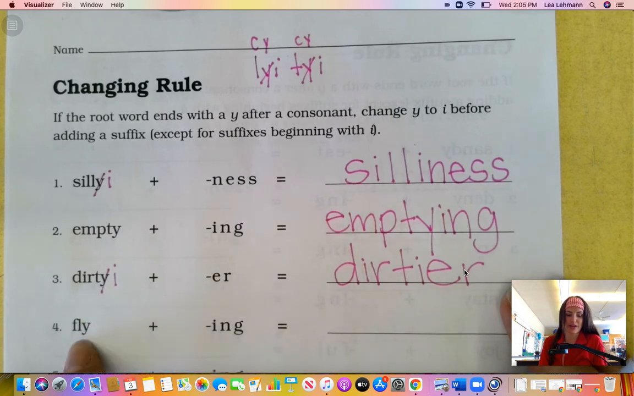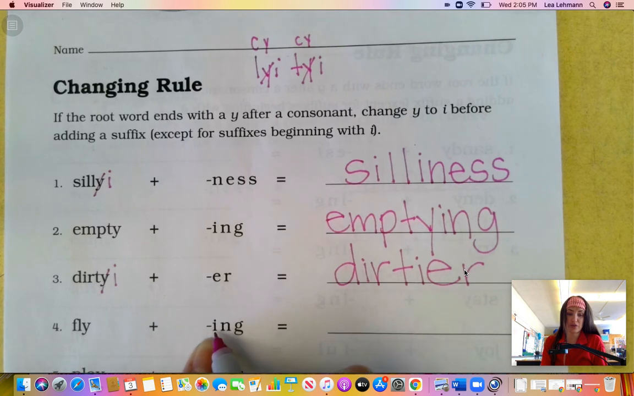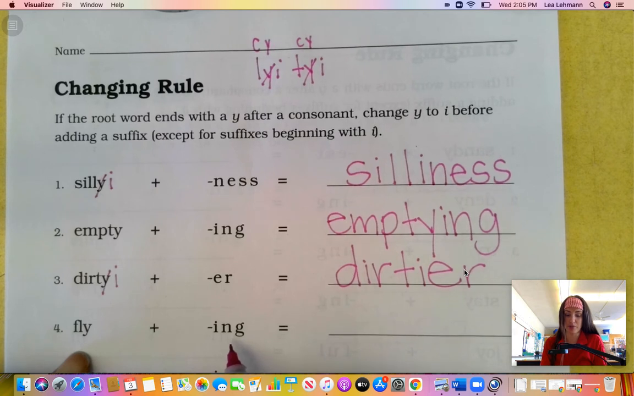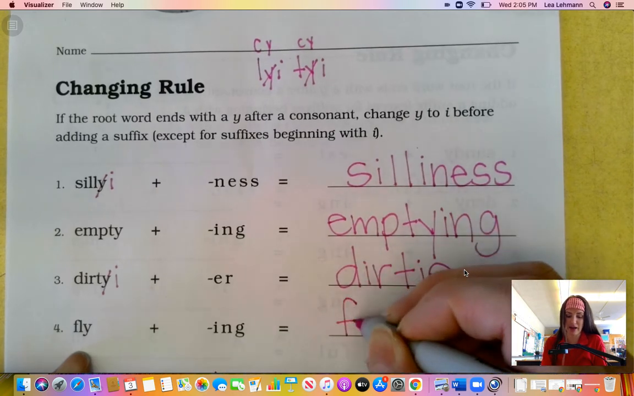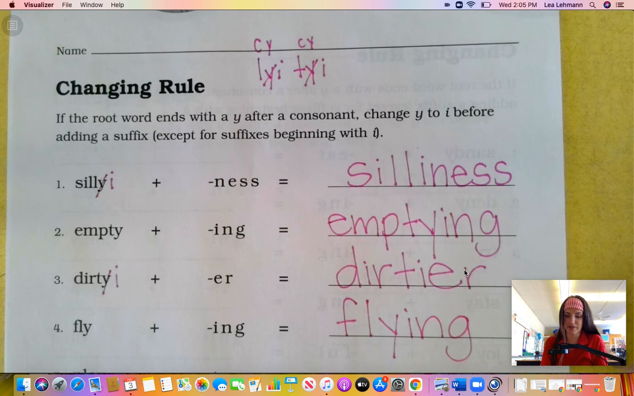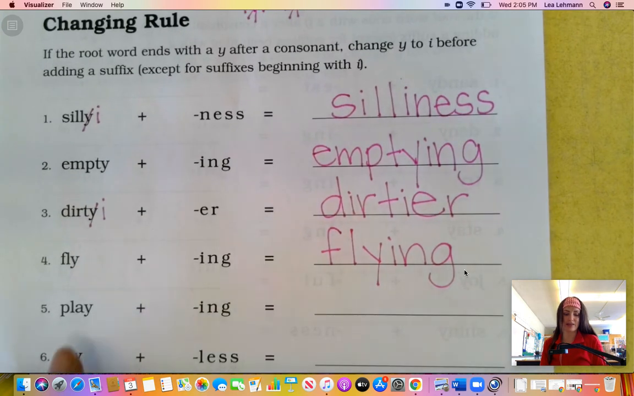All right, number four is flying. This ends with a consonant Y, but that one starts with an I there. So remember, if it starts with an I, don't change anything. So fly and ing simply stay as they are, but put them together. So I have fly and ing, flying.